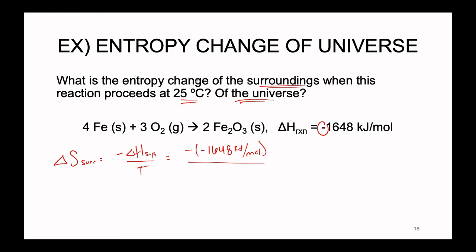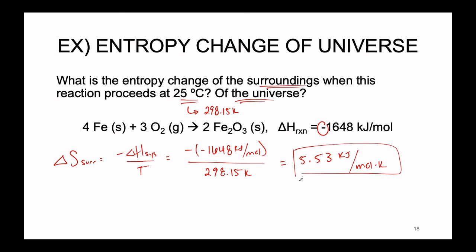Now the temperature here is explicitly given in degrees Celsius. However, as was previously stated, the units of our entropy are in a per Kelvin unit. So we do want to make sure that we convert this temperature out of 25 degrees Celsius and into 298.15 Kelvin. This temperature is going to be the temperature that we insert into our equation. So we're taking our 1648, dividing it by 298, and this gives us an entropy change of the surroundings equal to 5.53 kilojoules per mole Kelvin.